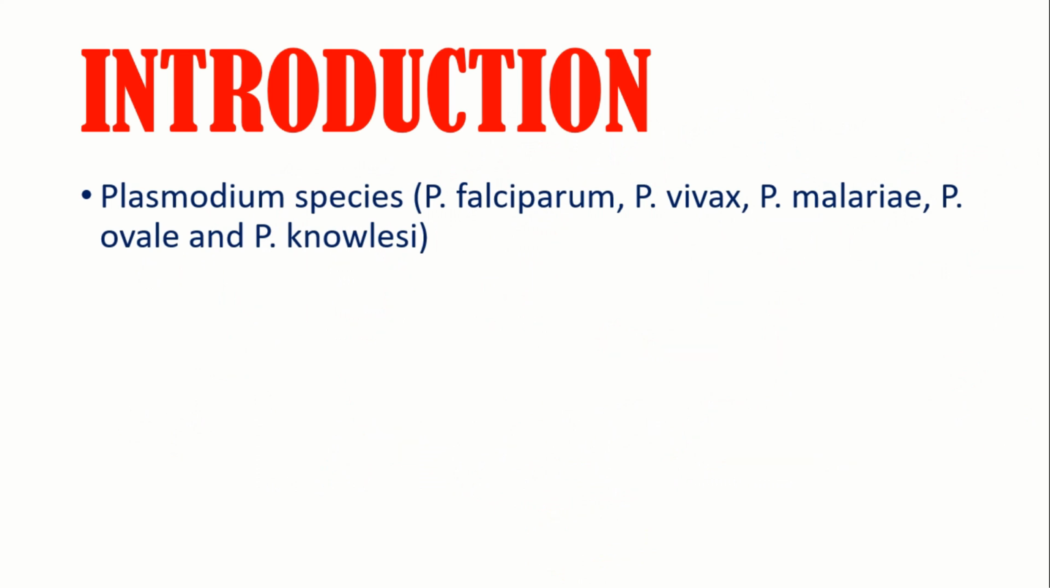Malaria is caused by the different species of a parasite known as Plasmodium. Plasmodium has 5 species that are capable of causing disease in humans. The first being Plasmodium falciparum, P. vivax, P. malariae, P. ovale, and P. knowlesi. P. knowlesi is the monkey type of the Plasmodium parasite.